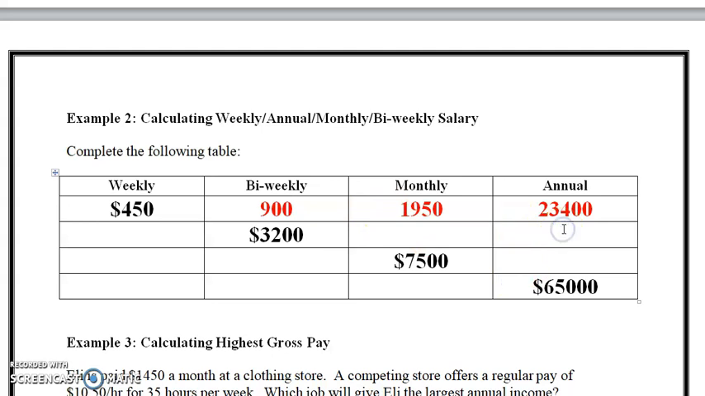So get the annual first and then get the monthly, weekly. That's your best bet, in my opinion. So the biweekly is 3,200, so I'm going to multiply that by 26 biweeklies to get the annual of 83,200. Okay.